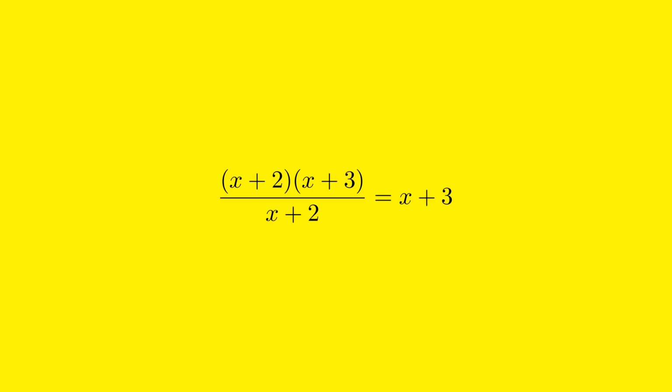When we cancel out x plus 2 from both the numerator and the denominator, we are left with x plus 3. Therefore, the simplified form of the rational expression x squared plus 5x plus 6 over x plus 2 is x plus 3. This is the final step, and the expression is now in its simplest form.